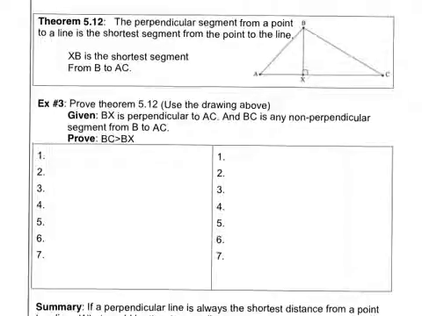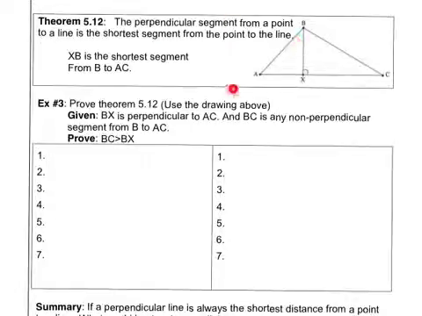Okay, here's the second half of 5.4, Theorem 5.12. A perpendicular segment from a point, B, to a line, AC, is the shortest segment from the point to the line. So this perpendicular segment is always the shortest distance to this line. Obviously, it's shorter than this distance BA and shorter than this distance BC, but it'll always be the shortest distance.